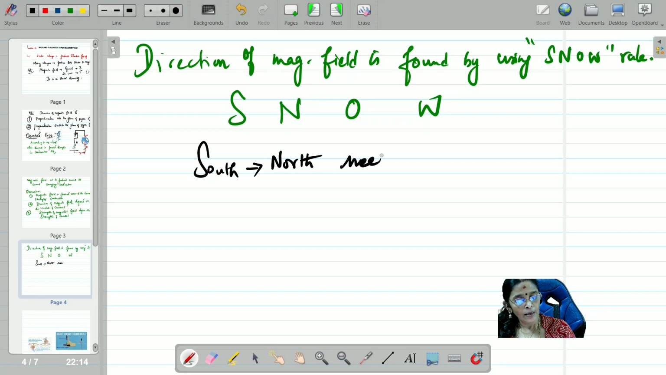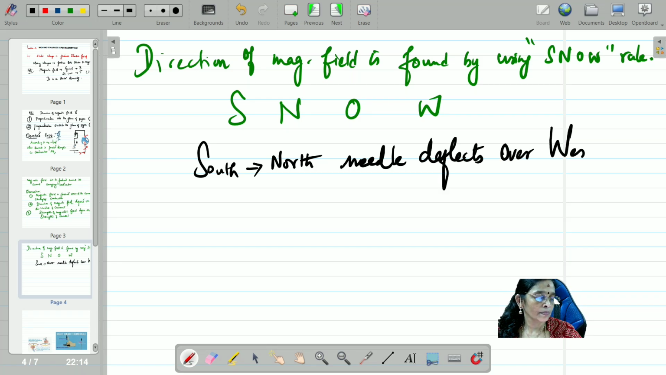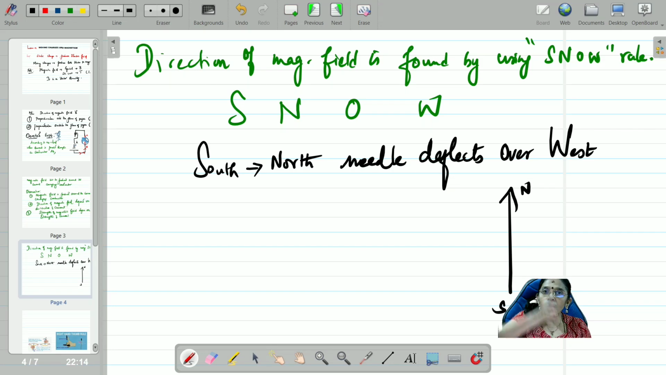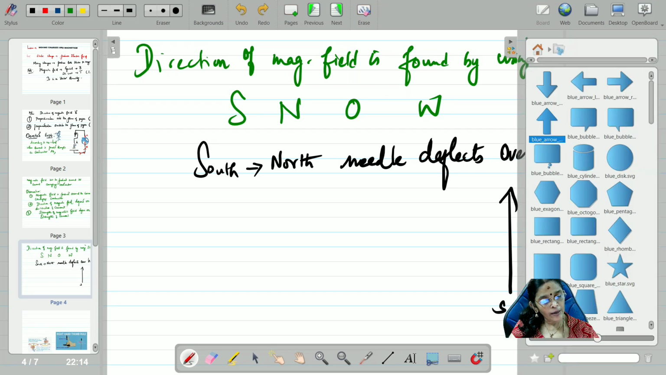The needle deflects over west. The needle is deflecting over west. So the current flows from south to north. So therefore, how does the magnetic compass needle behave? This is the magnetic compass needle. I'm just drawing the magnetic compass needle.